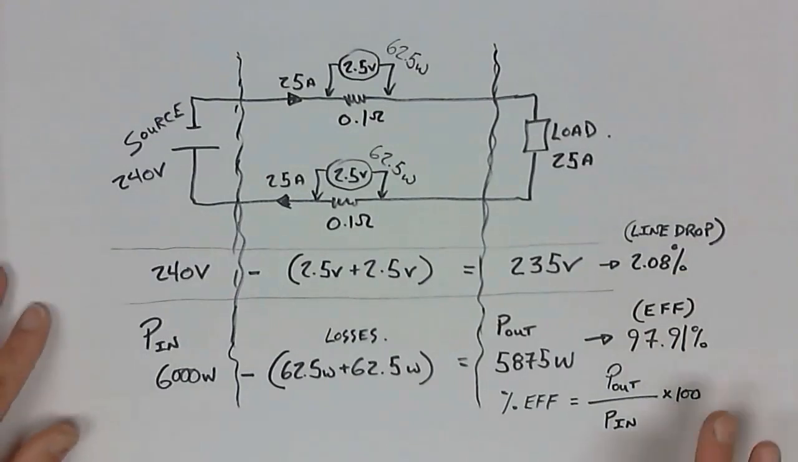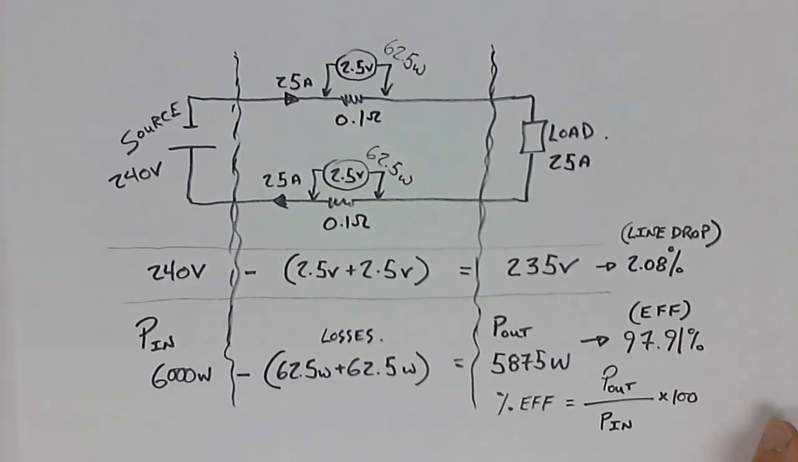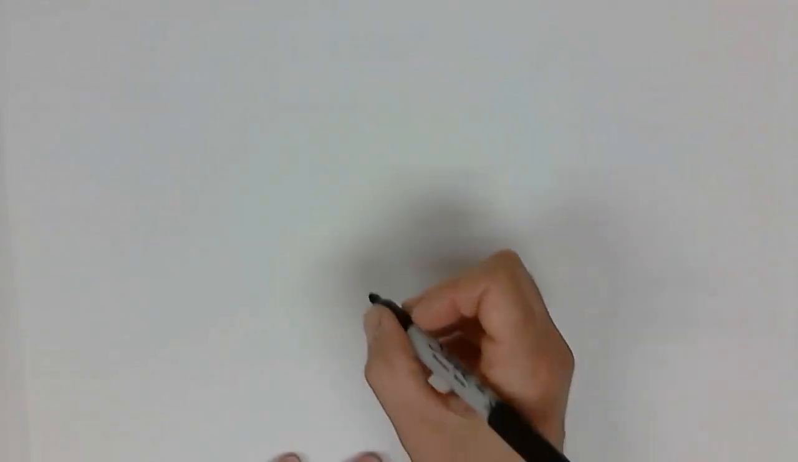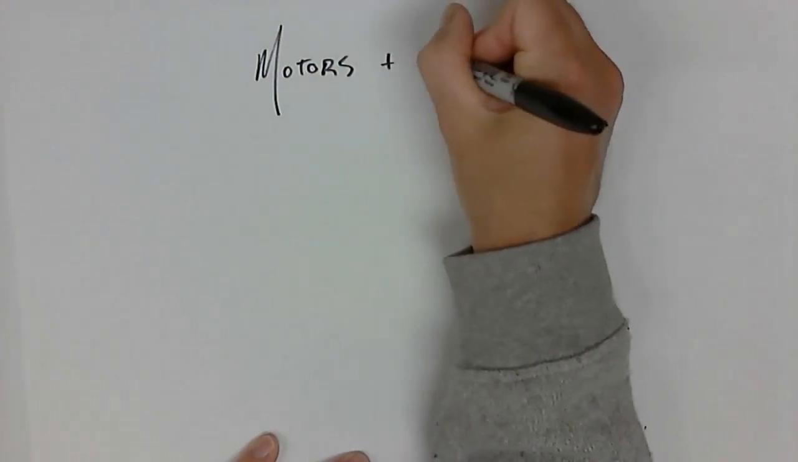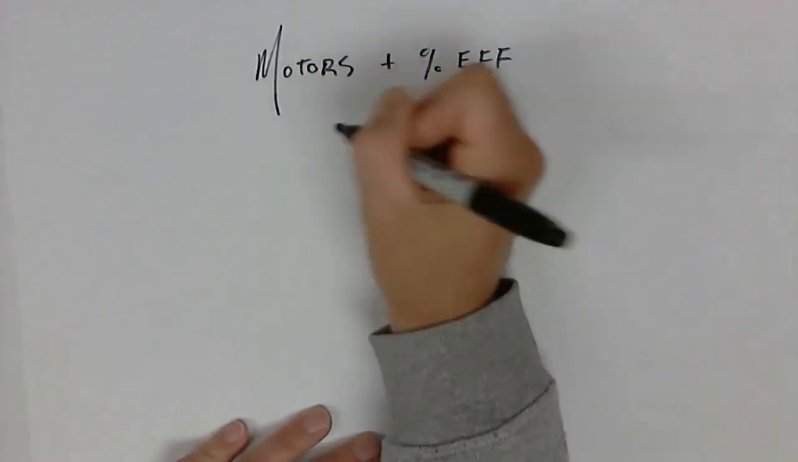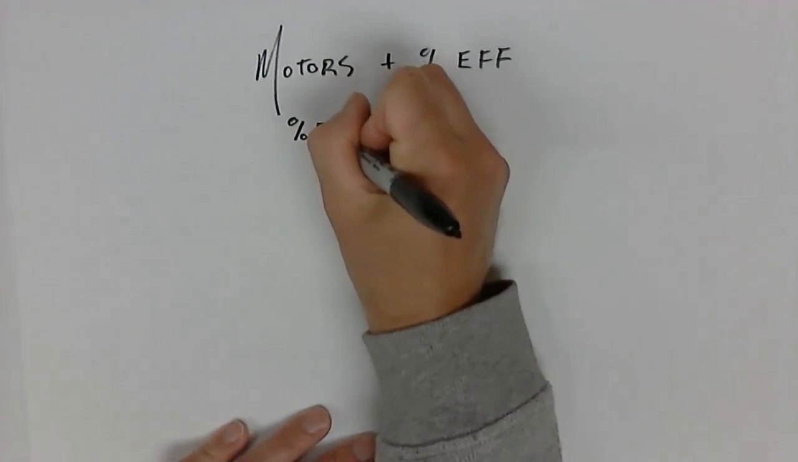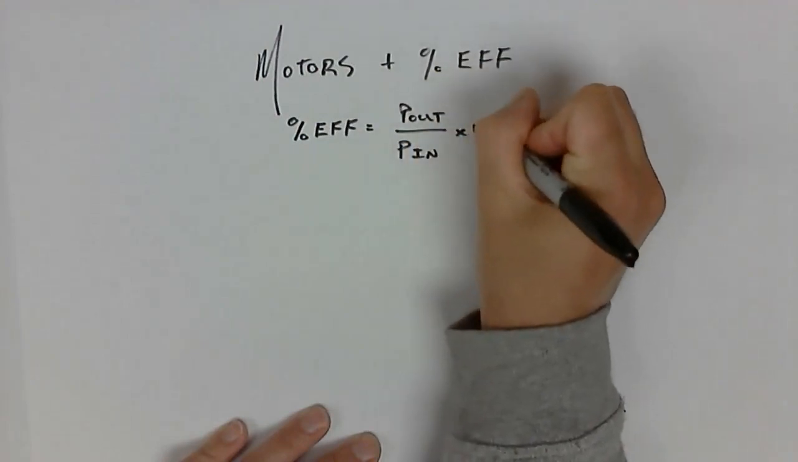So two different calculations there. Let's take a look at one final application of efficiency and how we can use that with calculating values for motors. All right, so let's look at a motor with this percent efficiency calculation. So I'm going to say motors and percent efficiency. We need to know first the efficiency formula. Percent efficiency is equal to P out over P in times 100.